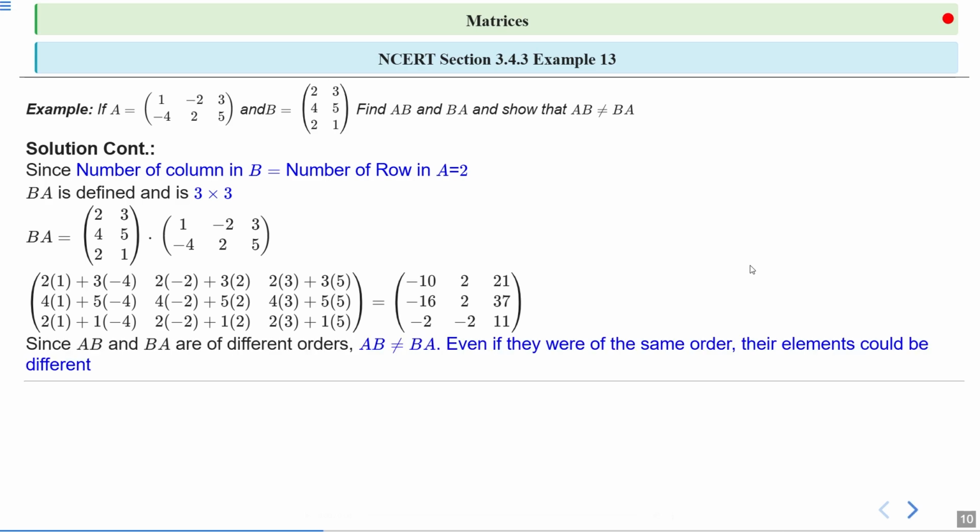Since AB and BA are of different orders, AB is not equal to BA. Even if they were of the same order, their elements could be different. Clear?